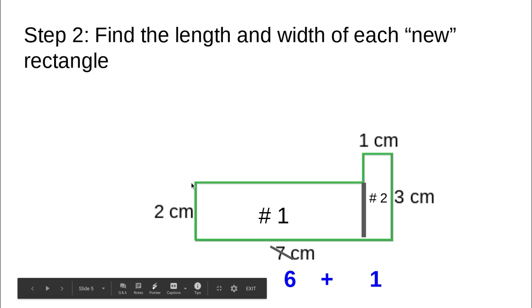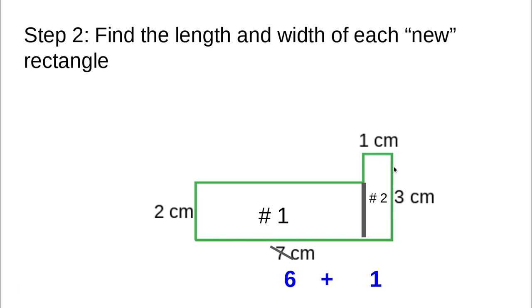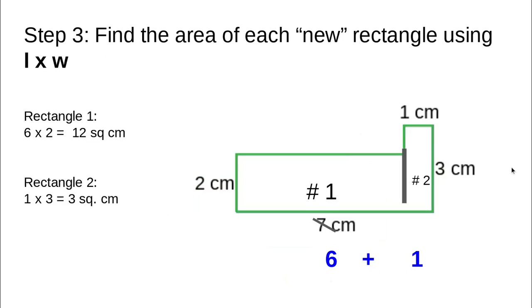So now I've got my width of 2 and my length of 6 here, my width of 1 and my length of 3 there. So now I'm ready to move on to step 3, which is to find the area of each of these new rectangles. The hard work is done. Step 2, I think, is the hardest step.